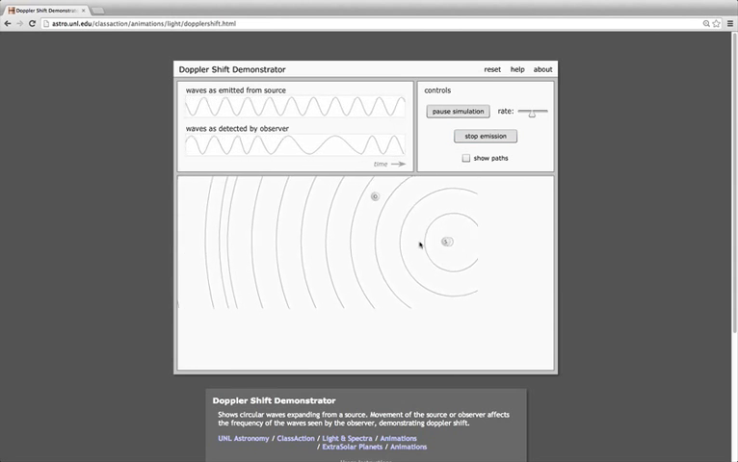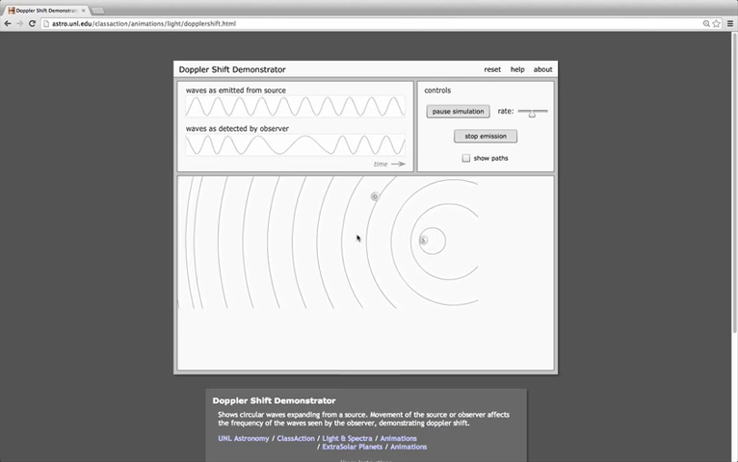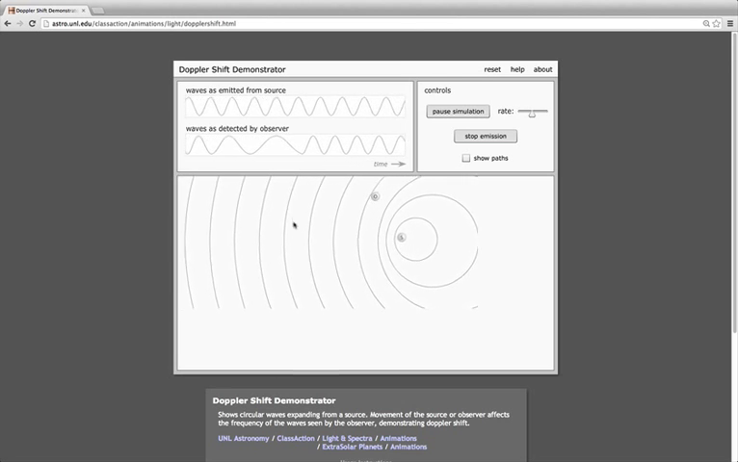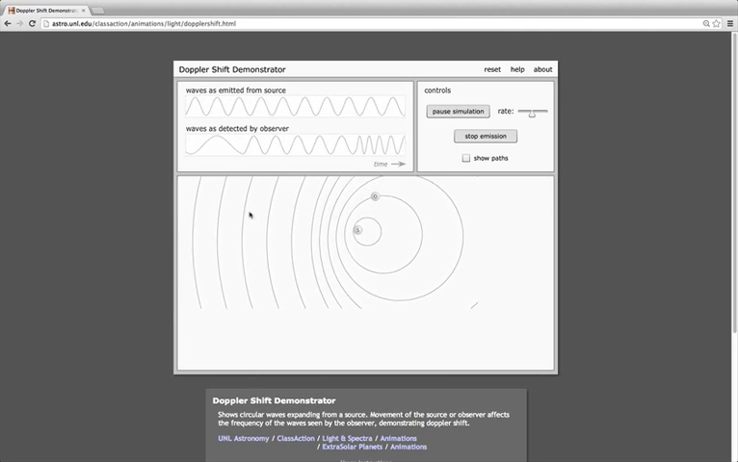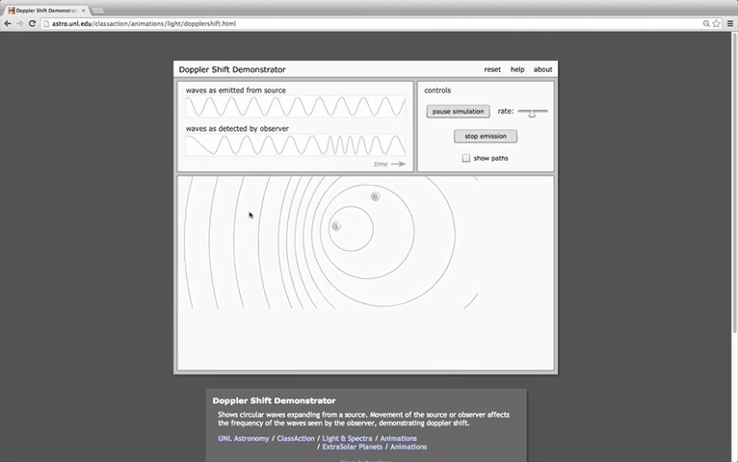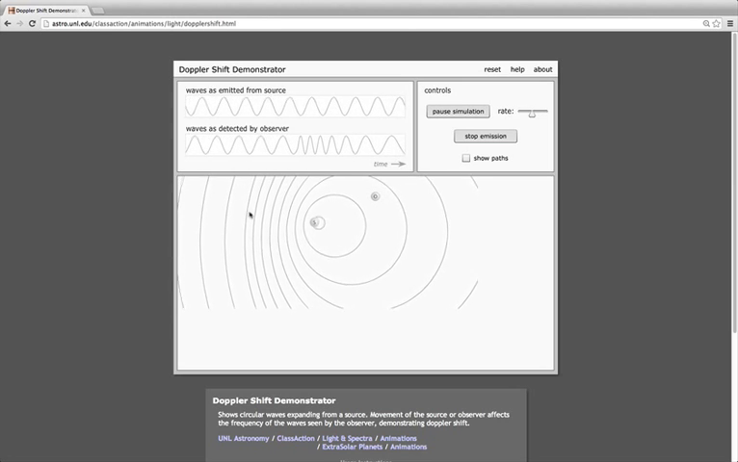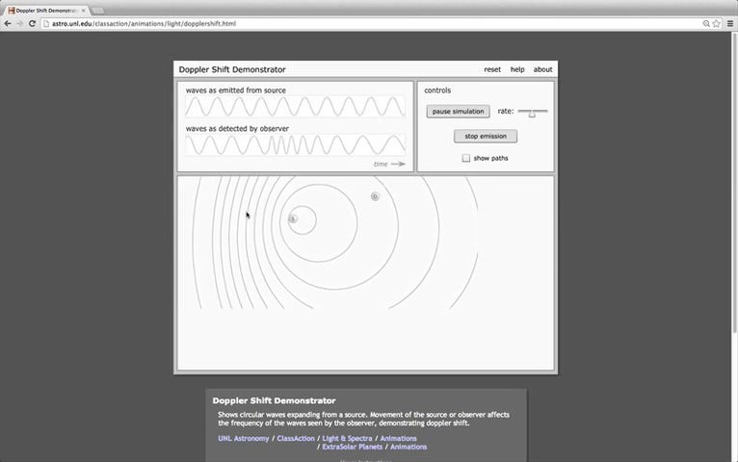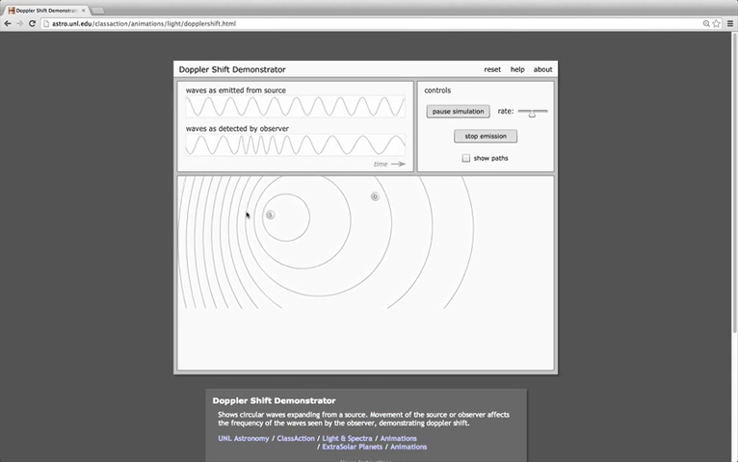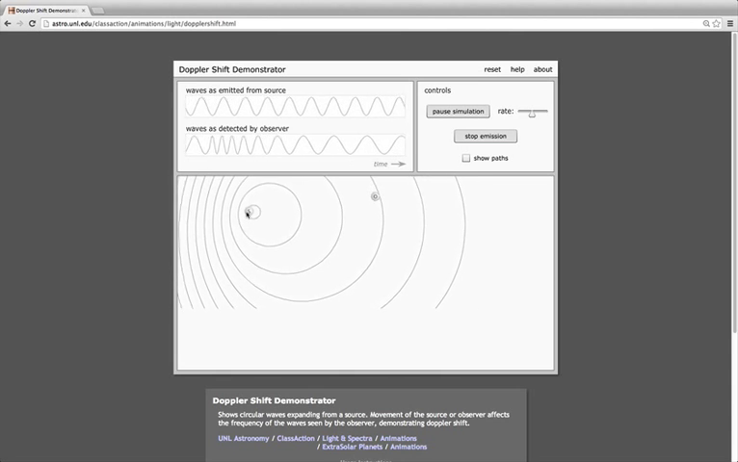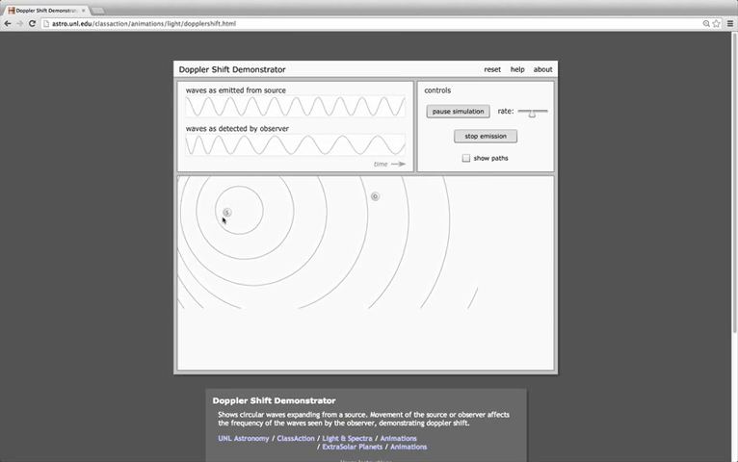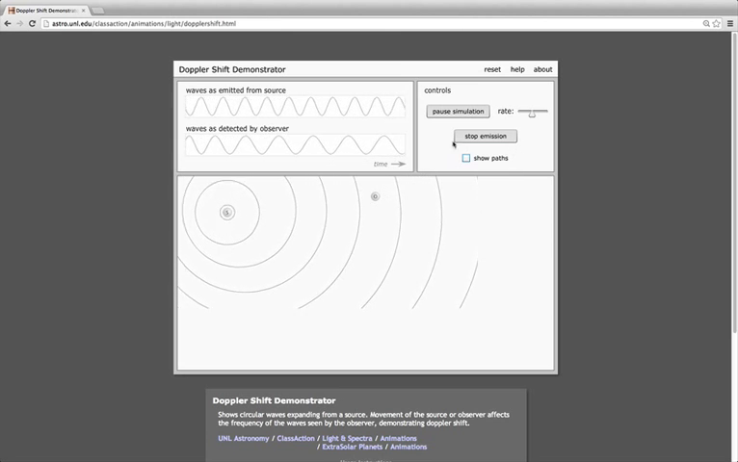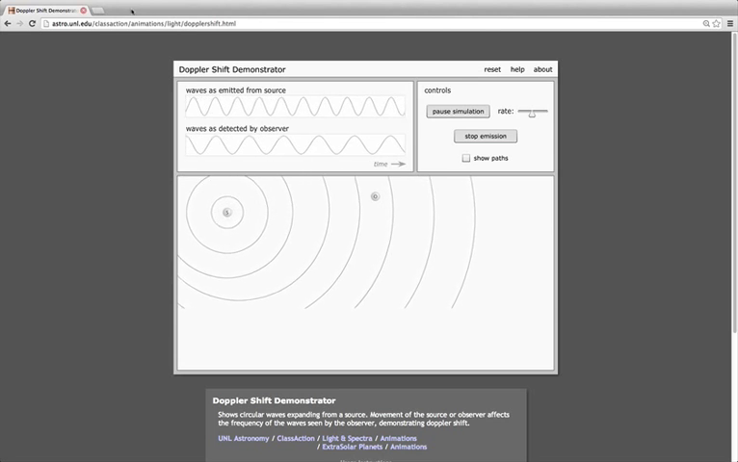So as I approach them, I'm compressing my wavefront. You'll see that it's starting to get shorter, the wavelength of the wave that's received by the observer. And then as I pass them, it's starting to get longer. The time between receiving wave crests is increasing. The wavelength is increasing.